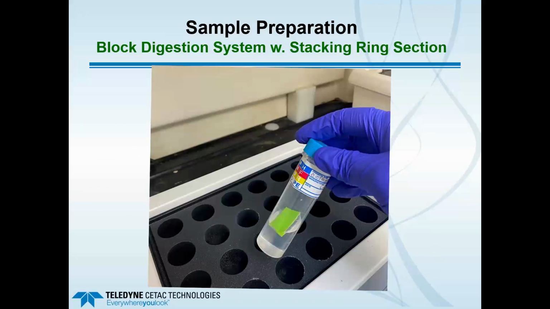So here is a picture of one of the digests, and that was one section of the green stacking ring, and I believe it was around 15 mLs of leaching solution that was added, and that went through the procedure at 37 degrees C for an hour with agitation and for an hour without agitation.